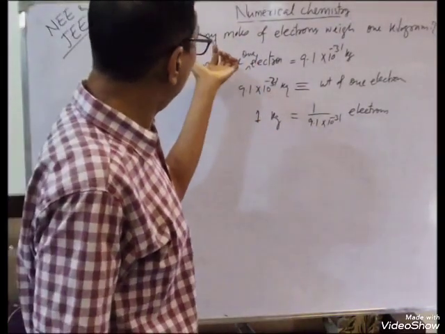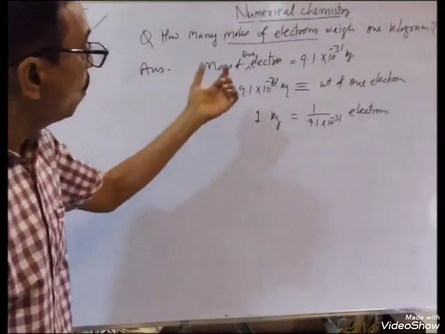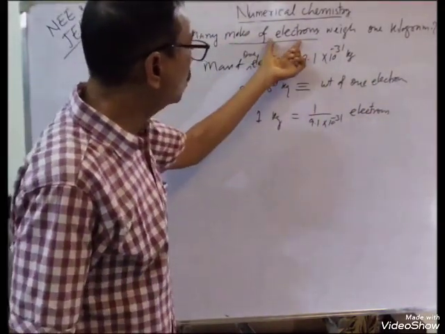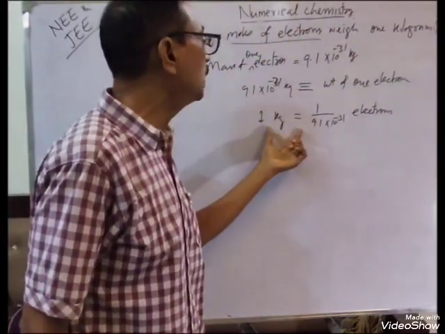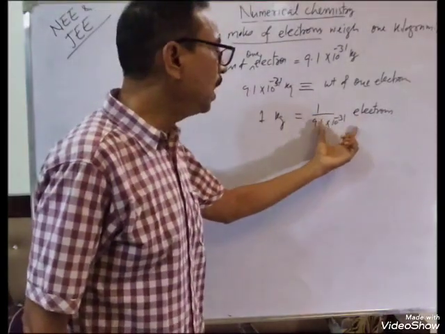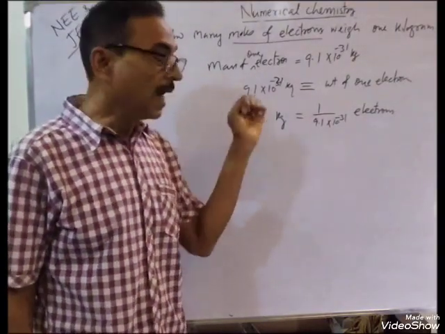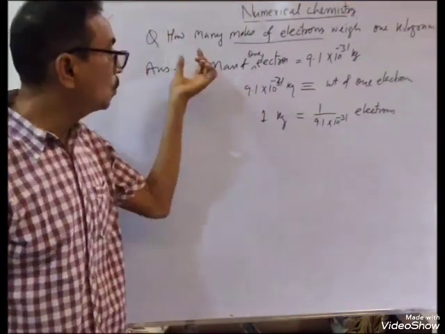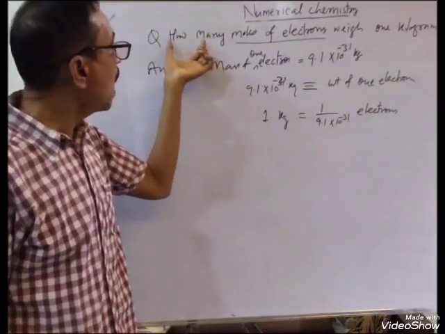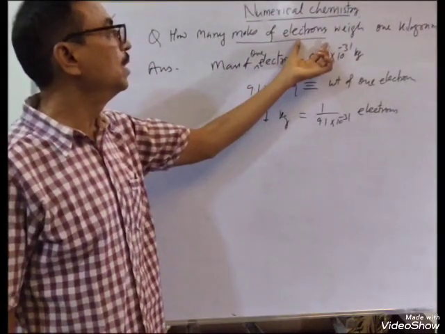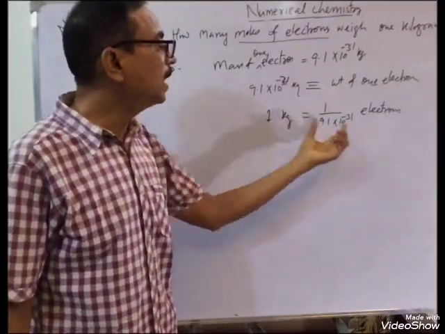So the question is how many moles of electron? Here one thing is to be noticed: moles of electron, not electrons. If the question is how many electrons weigh 1 kg, then this is the answer: 1 kg contains this many electrons. Before writing the answer, you must understand the question. In one word, the meaning is changed. Here it is how many moles of electron, not how many electrons weigh 1 kg.